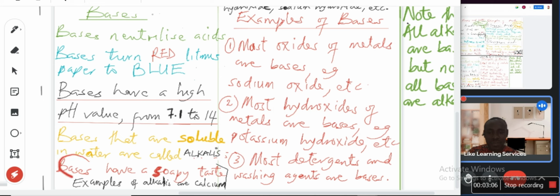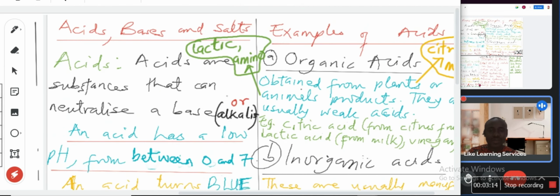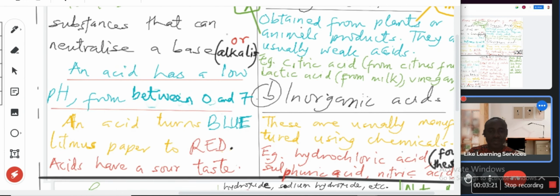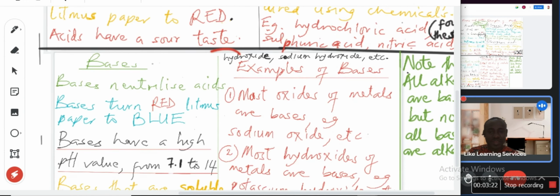Then, of course, bases have a soapy taste. Examples of alkalis are stuff like calcium hydroxide and many other ones. You have calcium hydroxide, and the note continues here with sodium hydroxide, etc.